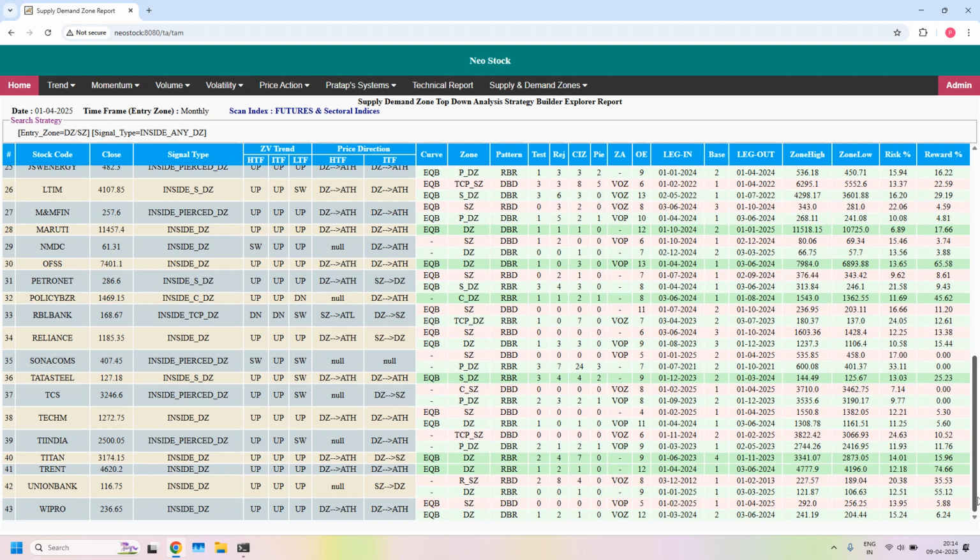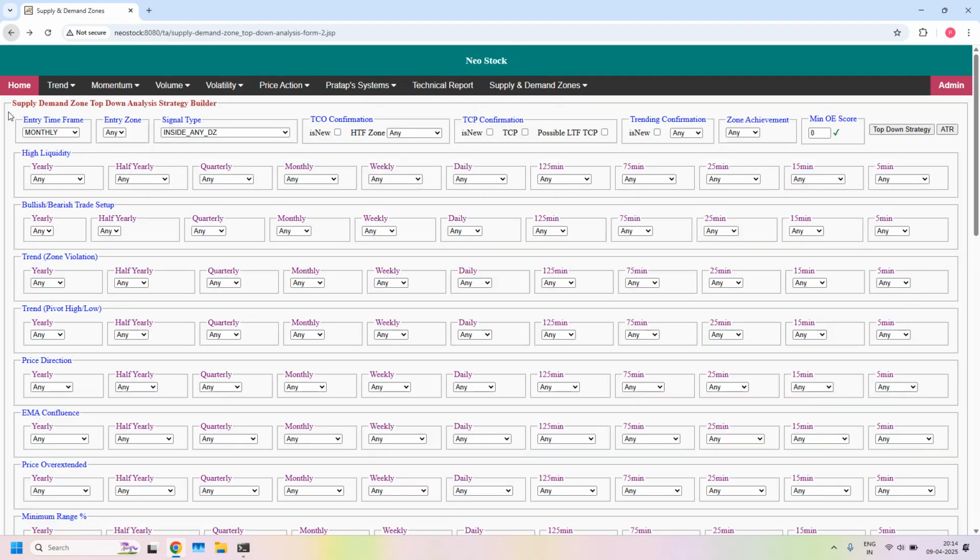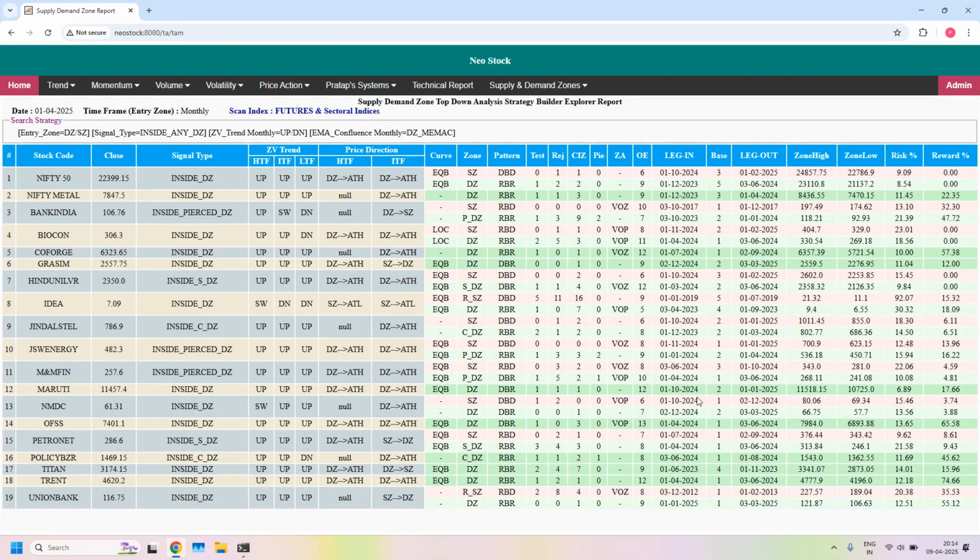Out of these 43, how many are having EMA confluence? That is monthly demand zone having monthly EMA confluence. Let us filter. And also the trend on the monthly should not be sideways. Can be up or down. We got 19 stocks out of 43.